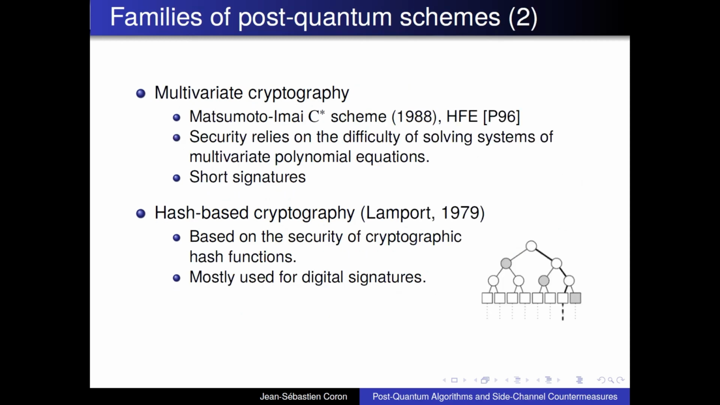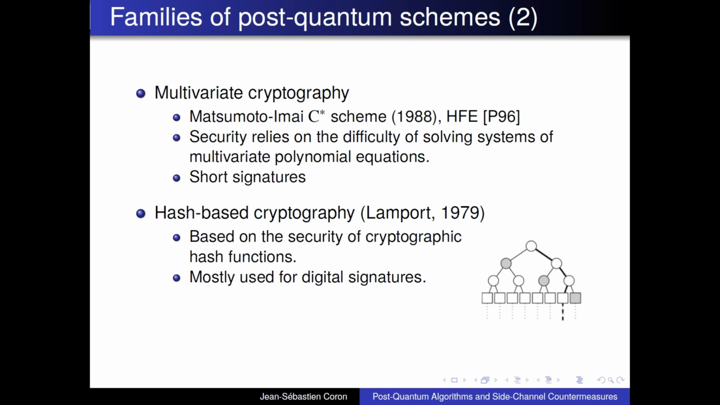Another family of post-quantum schemes is multivariate cryptography, where the first scheme was the Matsumoto-Imai C-star scheme, designed in 1988, and then the HFE scheme by Patarin in 1996. In this case, the security relies on the hardness of solving systems of multivariate polynomial equations over a finite field, which we don't know how to solve even with a quantum computer. And one advantage of this family of schemes is that it provides very short signatures.